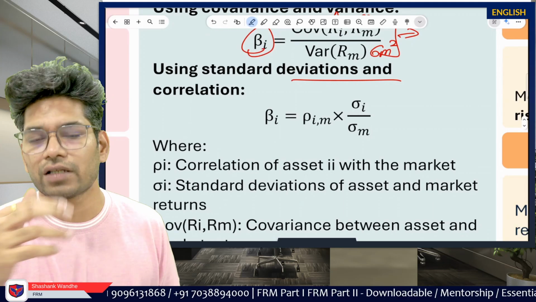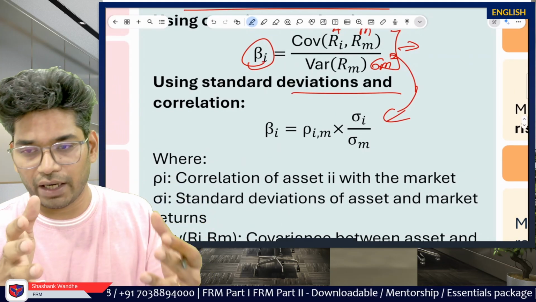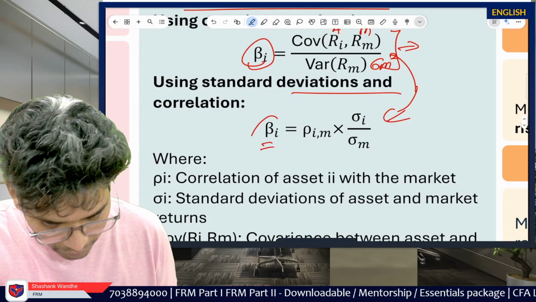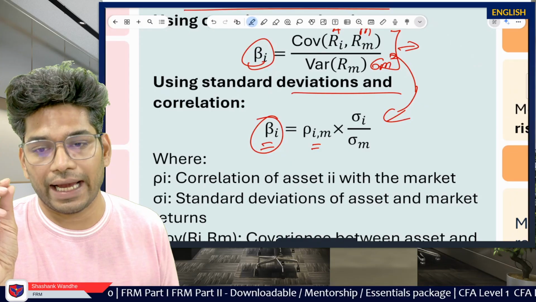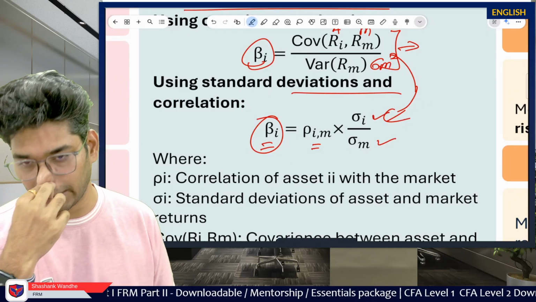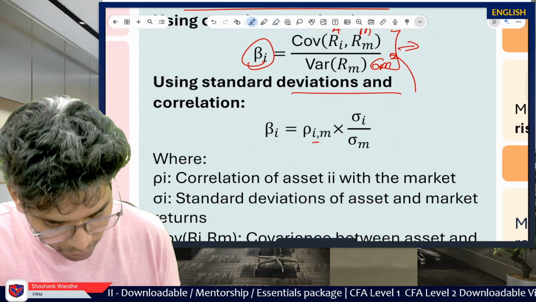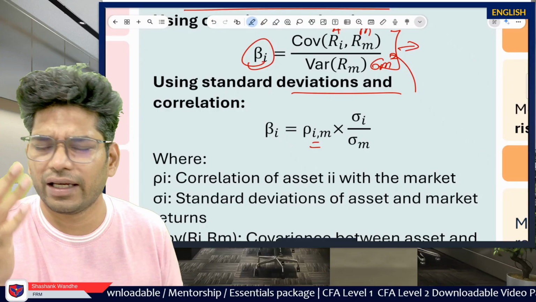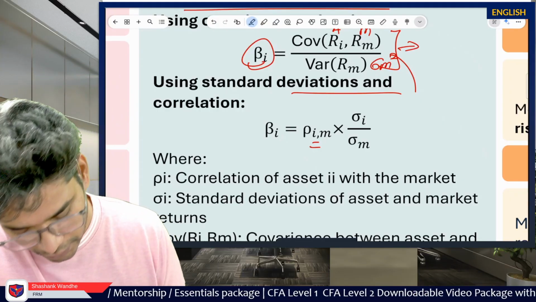The alternate formula is the same formula, written from a different perspective. The beta is equal to the correlation between I and M, times sigma I divided by sigma M. Here I is again the asset A, and M is the market. Fine.